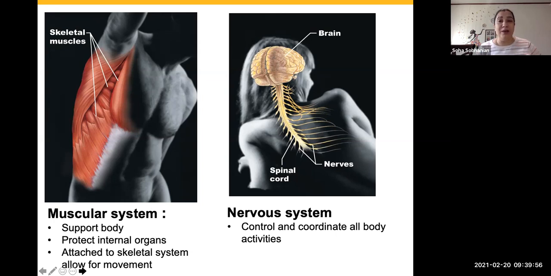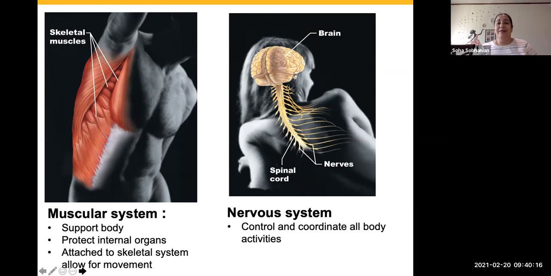Their protection is not going to be, of course, as good as your skeletal muscle, but there's still some level of protection. And because these muscles are connected to your skeletal system, they're going to help you with your movement, right? So any controlled movement, any voluntary movement that we do, is under skeletal muscle control.